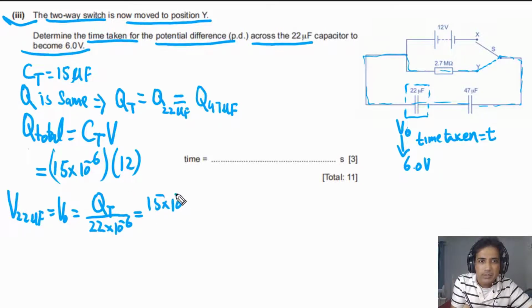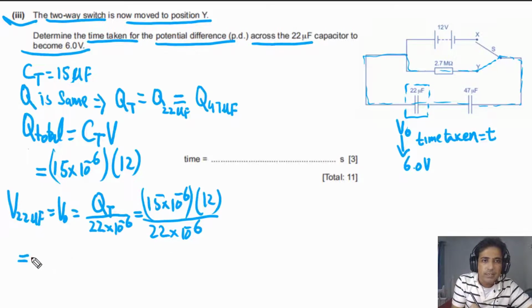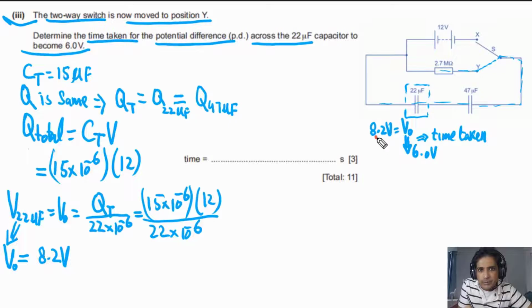So we can plug in these values. We have 15 times 10 to the negative 6 times 12, divided by 22 times 10 to the minus 6. If we solve this, our final answer in this case will be equal to 8.2. So we get the value of the potential difference across the 22 microfarad capacitor, and this is the initial value of the potential difference across the 22 microfarad capacitor. For this question, we need to calculate the time taken for the voltage to drop from 8.2 to 6.0 across the 22 microfarad capacitor.